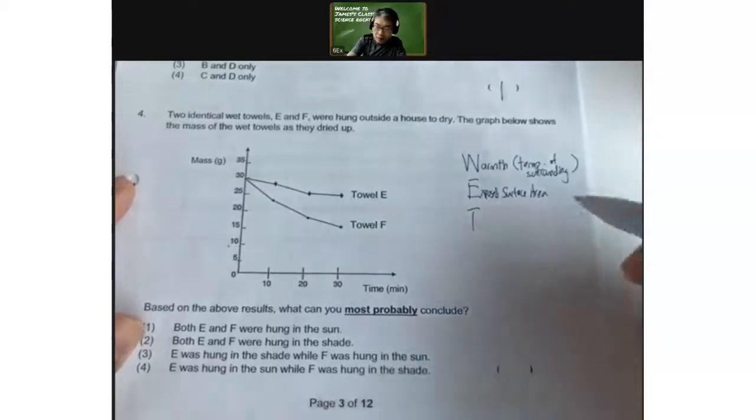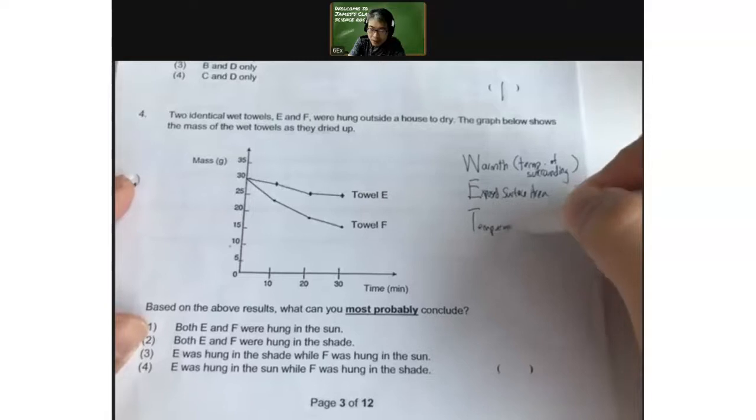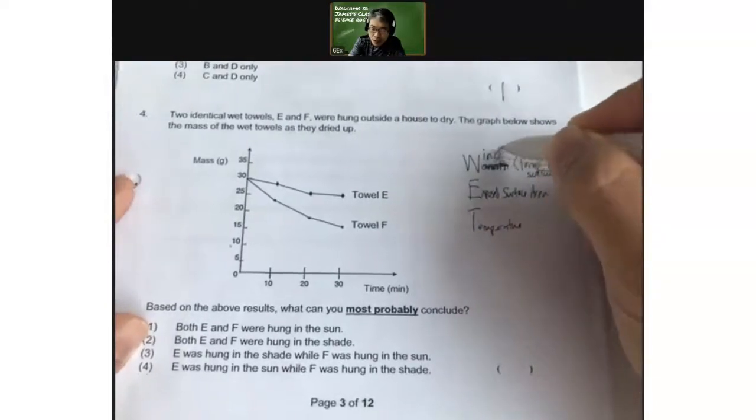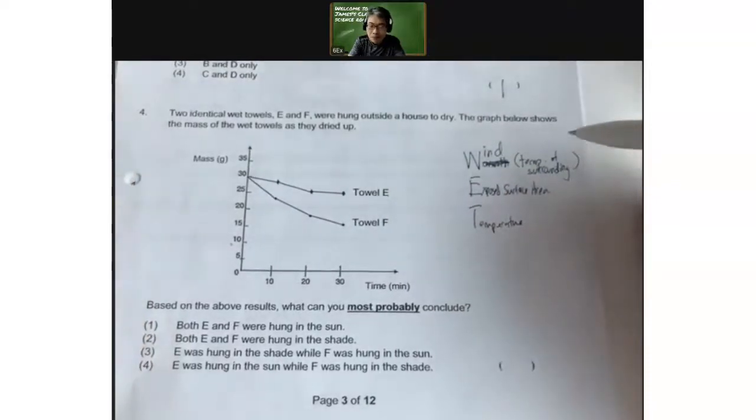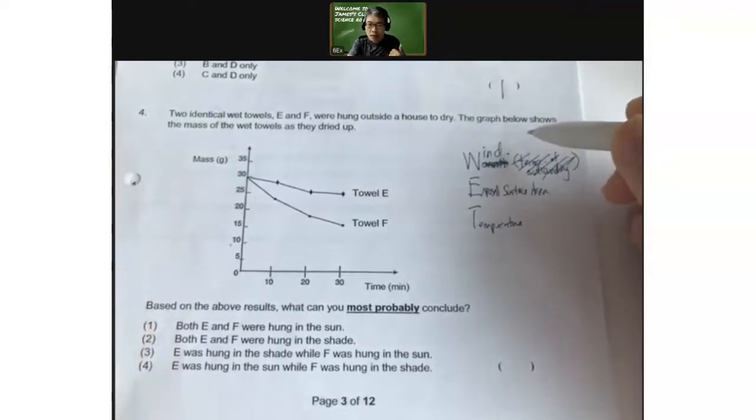Okay, I think I made a mistake here. So here, T should be here, T for temperature of the surroundings. W is for wind. Okay. For those who spotted this earlier, good job. So W represents wind. The greater the amount of wind in the environment, the greater the rate of evaporation.